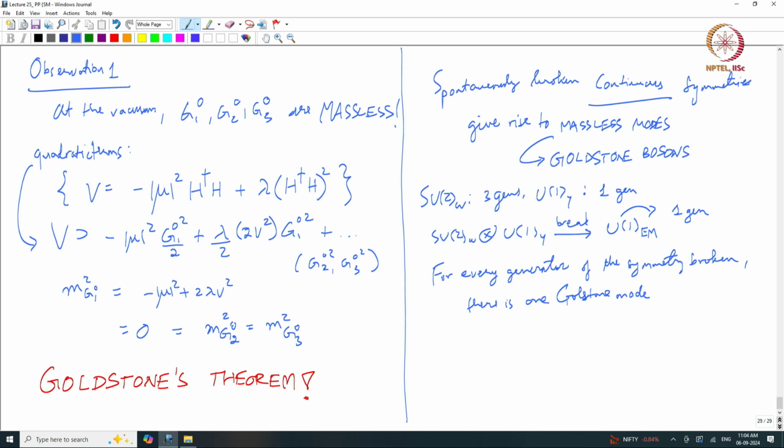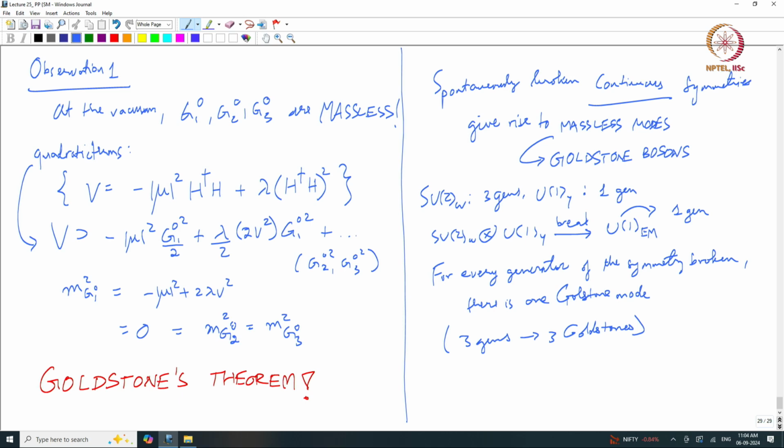Okay. So, does that tally here? We started with 4 and then ended up with 1. So, we broke 3 generators in some combination, correct? So, in this case 3 generators corresponds to 3 Goldstones. Okay. All of this falls under the Goldstone theorem. Massless modes arise when you have spontaneously broken continuous symmetries, and the number of generators broken is the number of Goldstones. So, everything works out there.